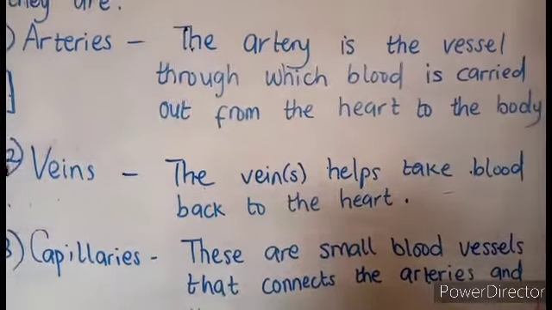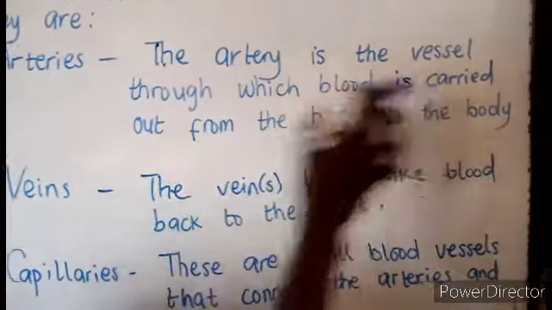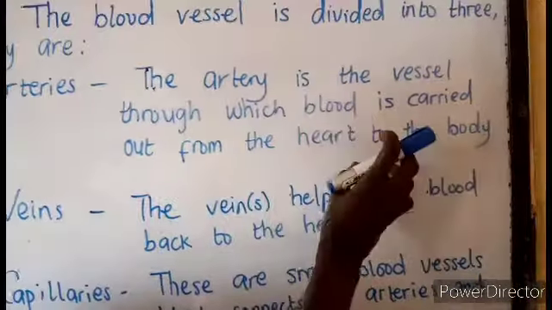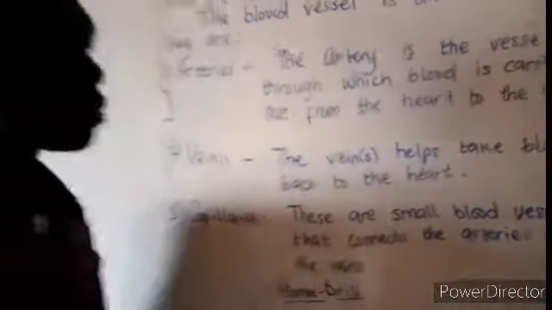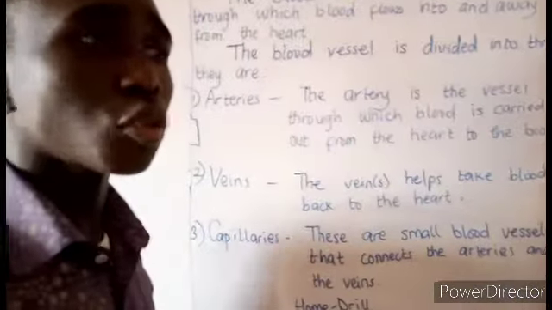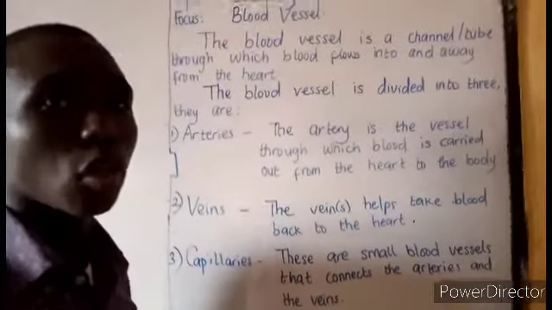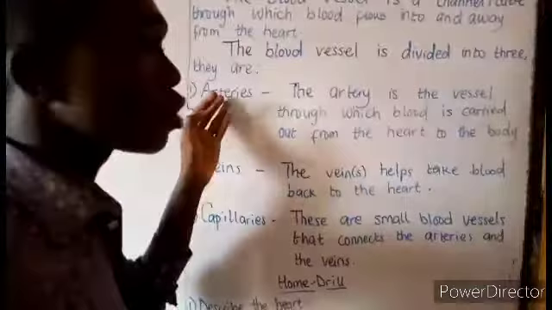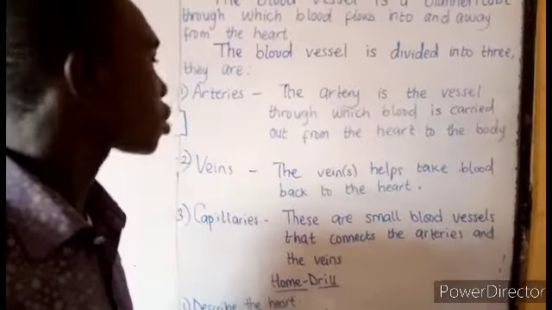Now let's look at the function of the artery. The artery is the vessel through which blood is carried out from the heart to the body. The artery helps to carry oxygenated blood from the heart into the various parts of the body. You know, we said blood carries oxygen. So it is through the artery that this blood travels throughout the body.